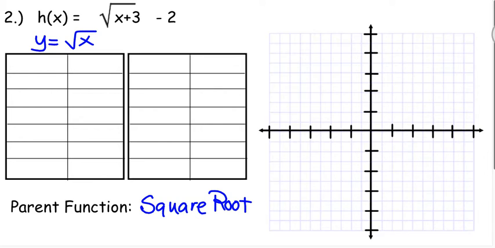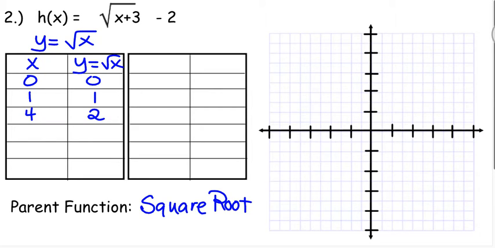So we're going to plug some numbers in for x to get our y values out. Let's start with 0. The square root of 0 is 0. Then we'll do 1. The square root of 1 is 1. When I plug in 2 and 3, I don't get a nice, pretty number out. I don't get an integer. So I'm going to jump up to 4, because 4 is a perfect square with 2. 2 times 2 is 4. So the square root of 4 is 2.